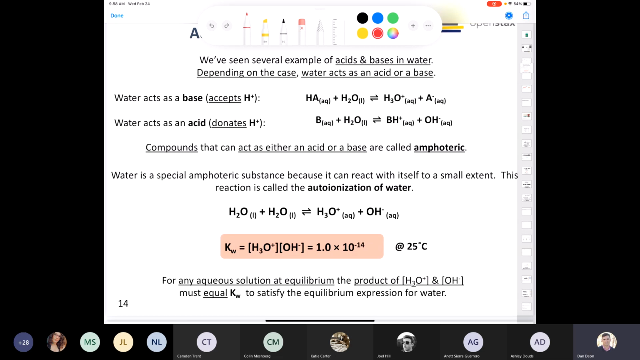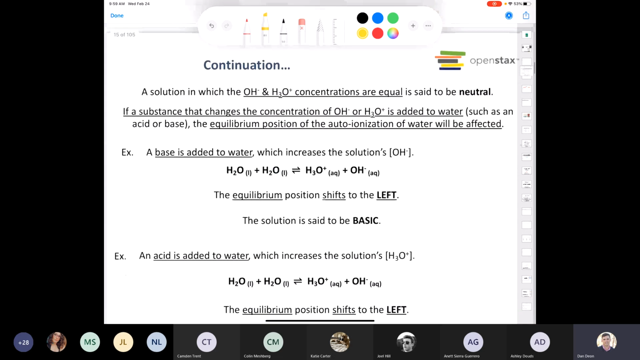Anyhow, for any aqueous solution that's at equilibrium, the product of the concentration of hydronium and the concentration of hydroxide has to equal Kw in order to satisfy that equilibrium expression. All right, so this isn't going to change no matter what. This equilibrium expression is always going to be true when we're in an aqueous solution.